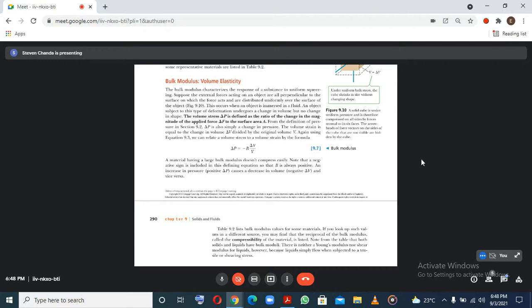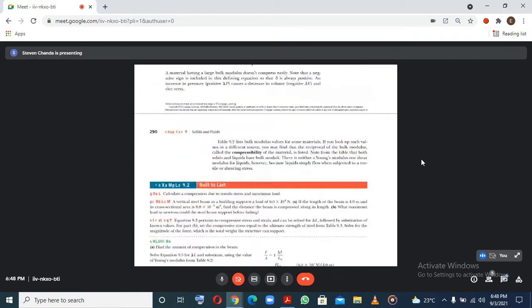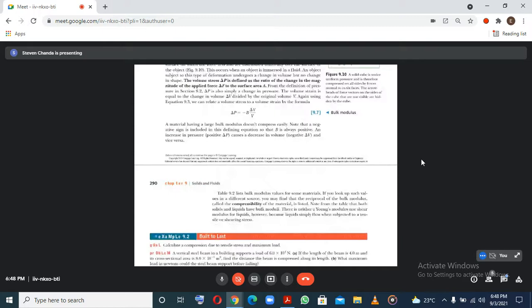So now we can look at an example, example 9.2. When you look at a question, let's look at this. A vertical steel beam in a building supports a load of 60,000 newtons. If the length of the beam is 4 meters and its cross-sectional area is 8 times 10 to the power negative 3 meters squared, find the distance the beam is compressed along its length.